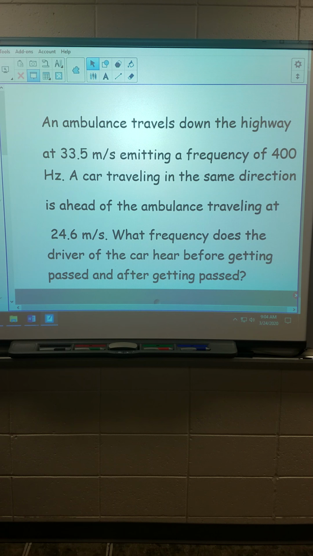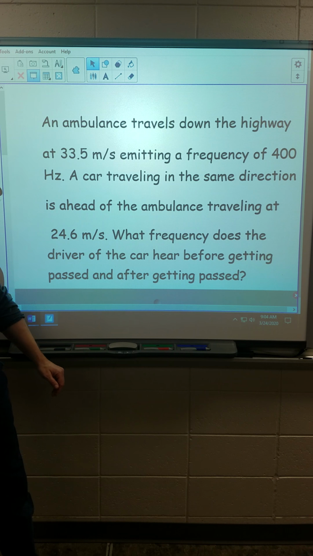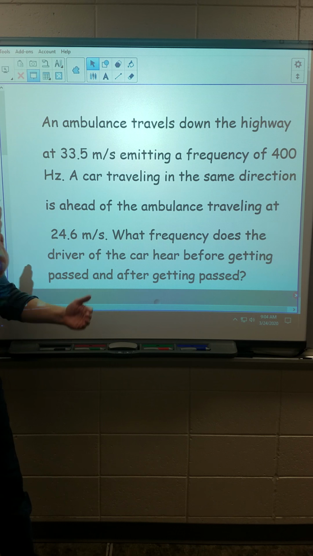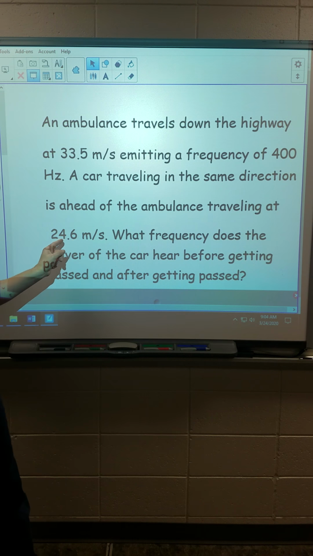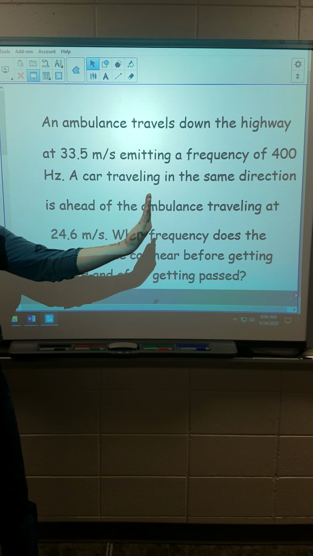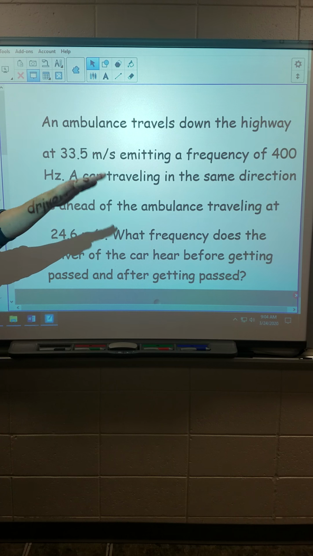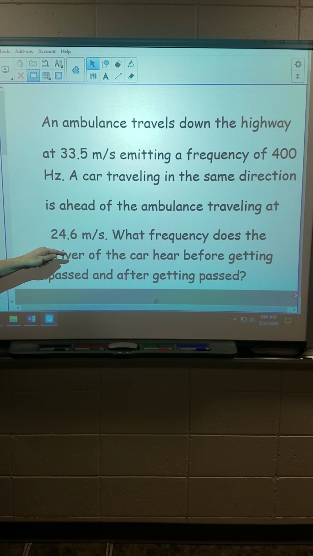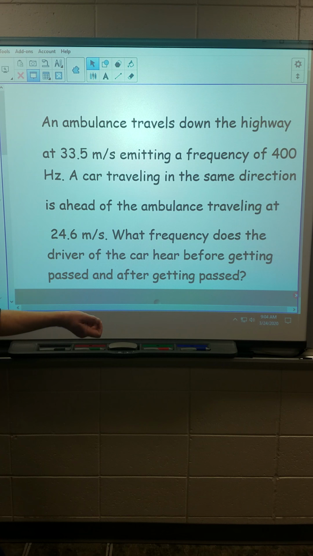So you've got an ambulance that's traveling down the highway at 33.5 meters per second. It's emitting a frequency of 400 hertz. You've got a car traveling the same direction, but it's traveling at a slower speed. It's traveling at 24.6 meters per second. So this ambulance is going to approach this and then pass it and head off into the distance there. So what frequency does the driver of the car experience before getting past and after getting past?